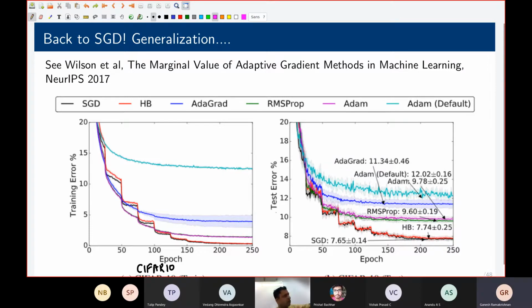Momentum. This argument is not against momentum. You can see that momentum is doing pretty well in both cases. So this is about adaptive gradient methods, not about momentum. And both SGD and heavy ball, while they are showing some marginal reduction in training errors, the test gap is wider. Is that clear?